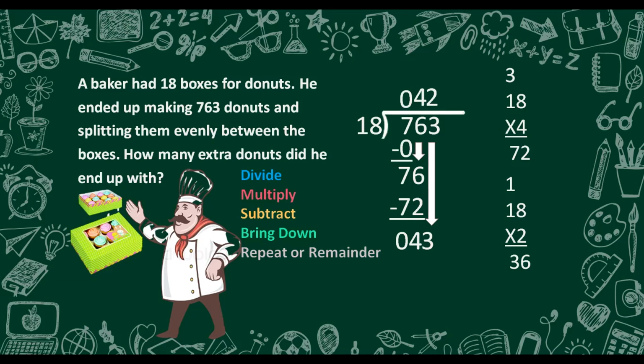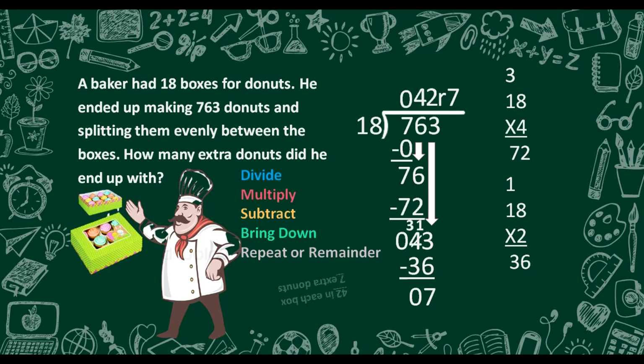18 times 2, multiplication, our next step, gave us 36, which is the closest number that we could have used without going over. Now we subtract 43 minus 36. Well, since 3 is smaller than 6 in the ones place, we would need to rename. So we rename our tens place. Instead of having 4 tens, we now have 3. And instead of having 3 ones, we now have 13 ones. 13 minus 6 would give us 7, and 3 minus 3 would give us 0. Since there are no more numbers to bring down, we would have a remainder of 7.